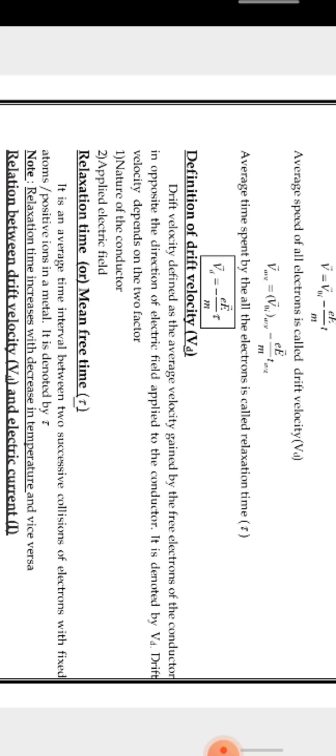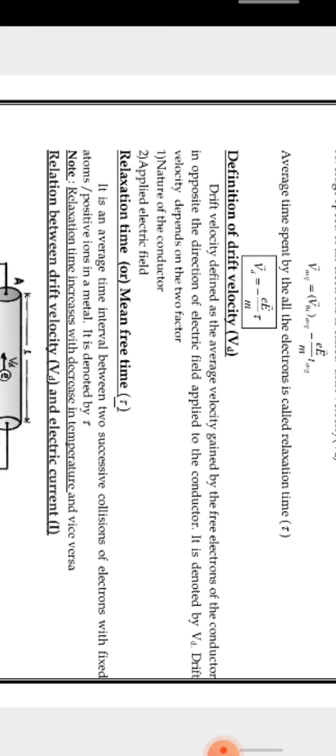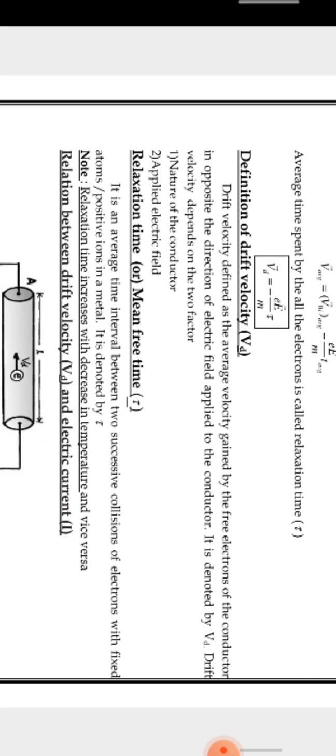So in brackets they have given drift velocity is equal to minus eE by m into tau, where tau is relaxation time. Next, what is the drift velocity definition? The average velocity gained by the free electrons of a conductor in the presence of an electric field is called drift velocity. Drift velocity is denoted by Vd.